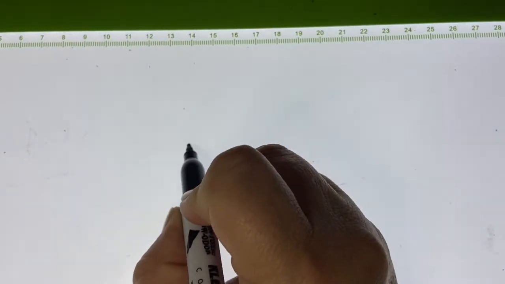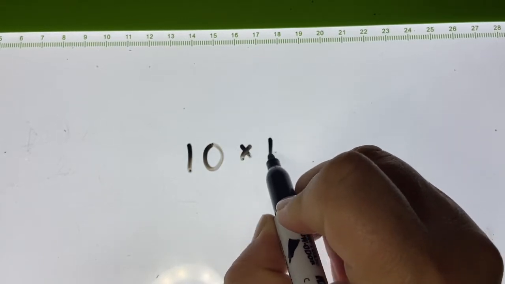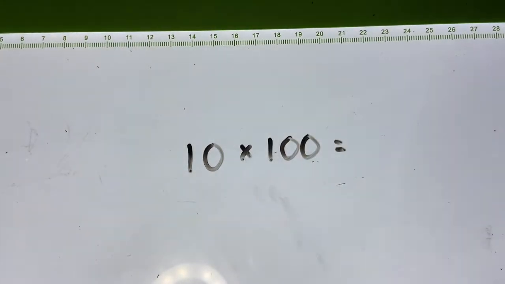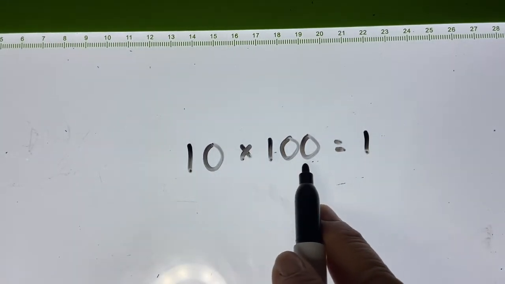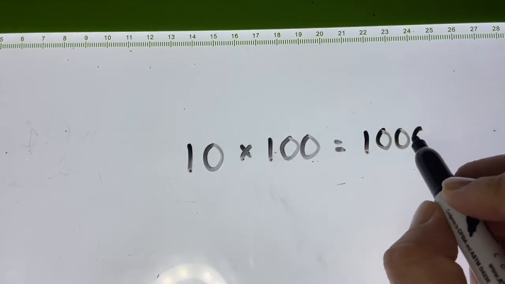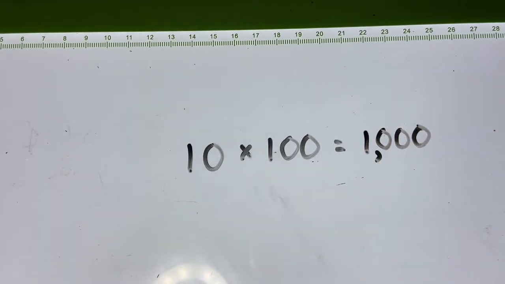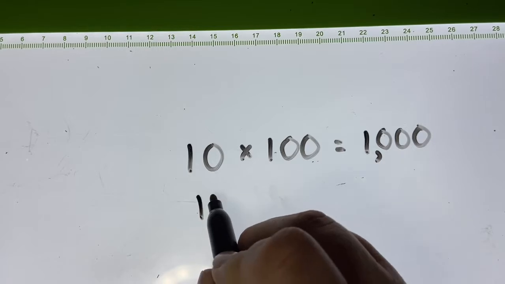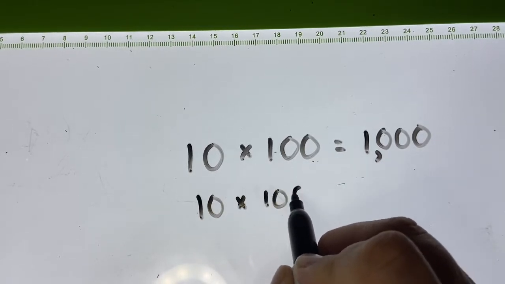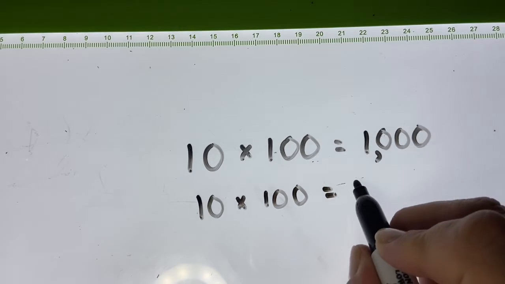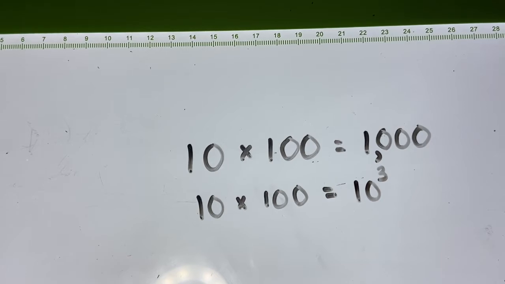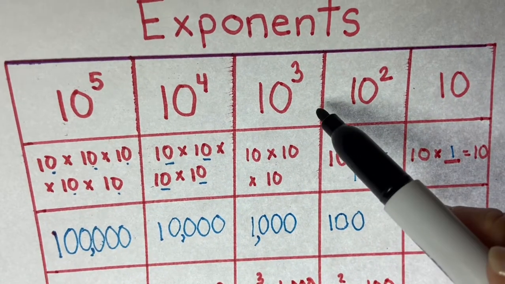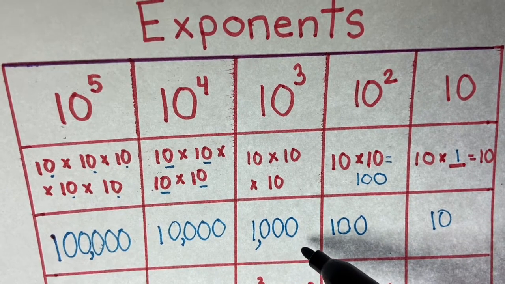Stay with me. 10 times 100. Okay, 1 times 1 is 1. 1, 2, 3 zeros. So that's really 1,000. Or I could say 10 times 100 equals 10 to the 3rd power, because 10 to the 3rd power is 1,000.